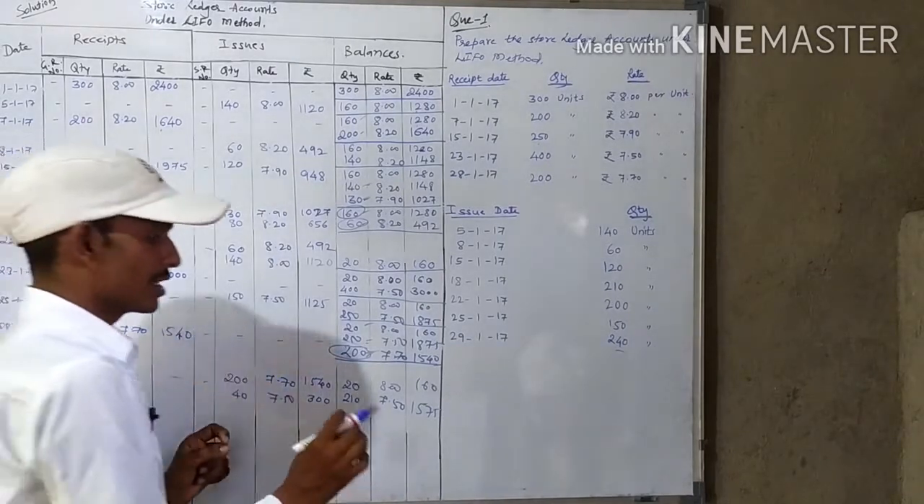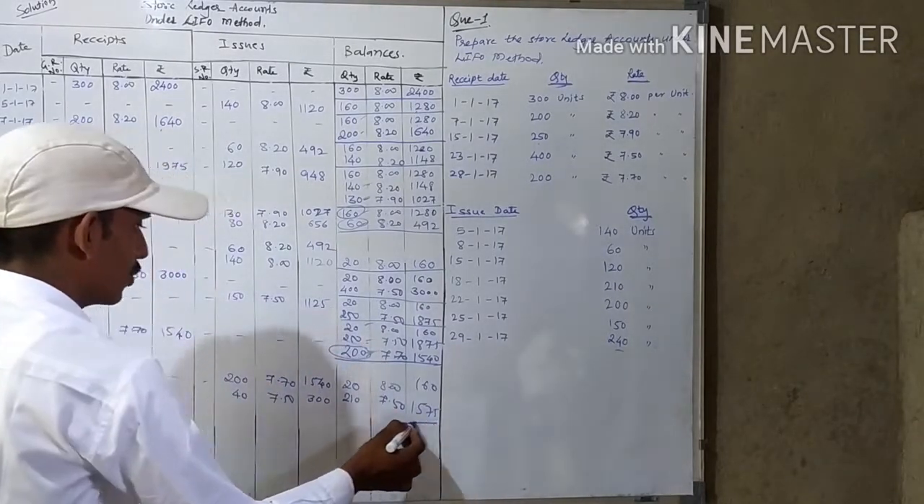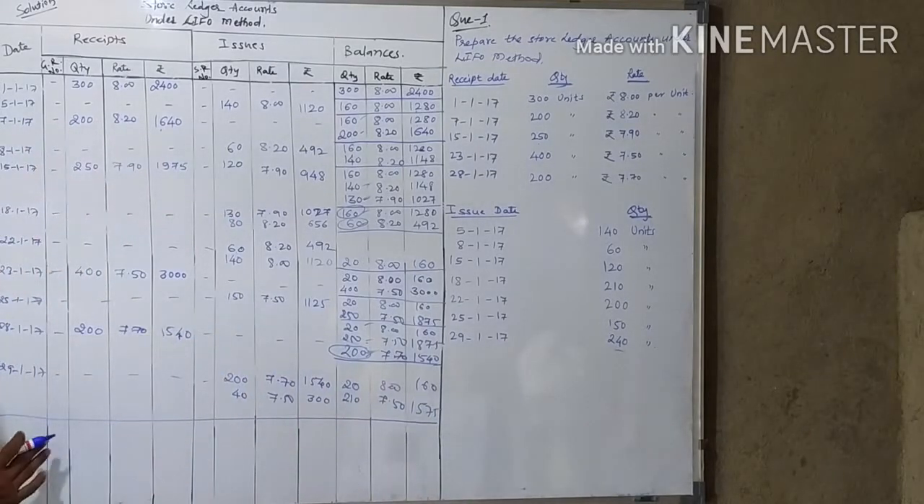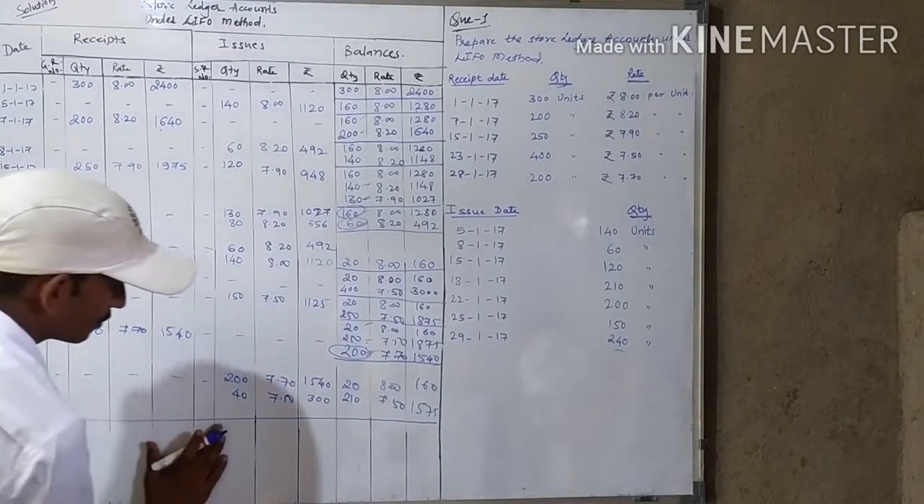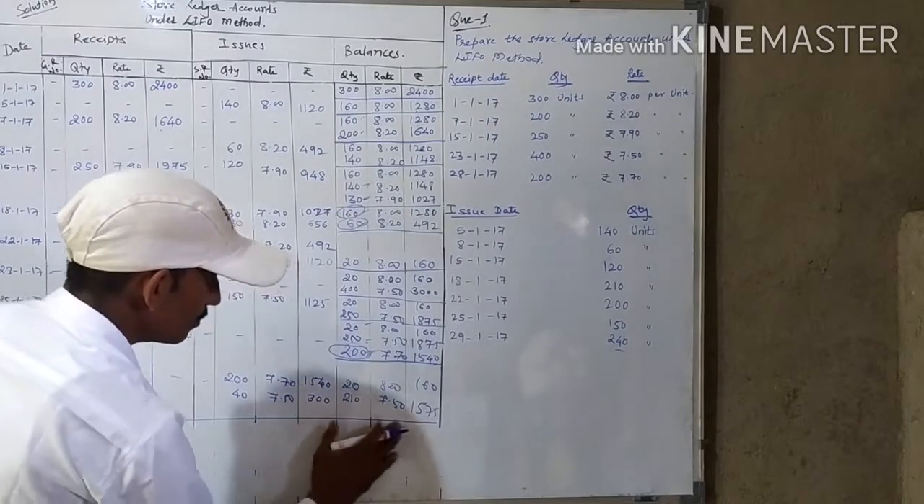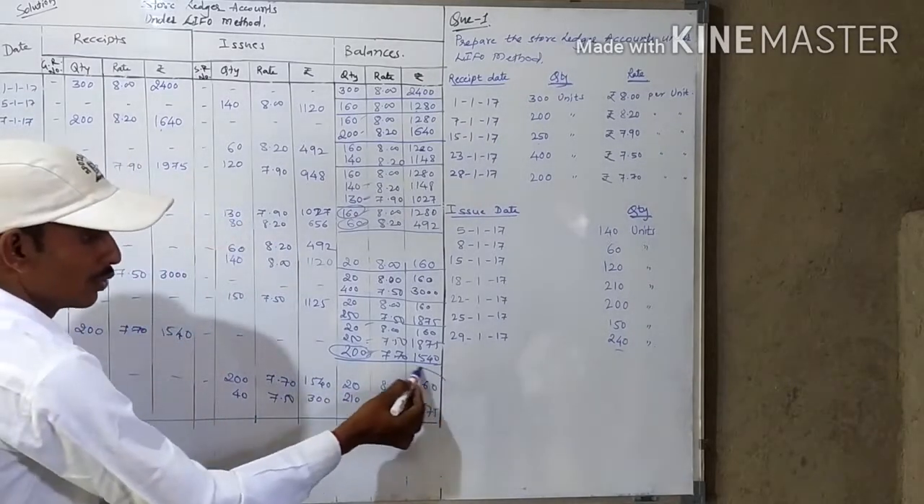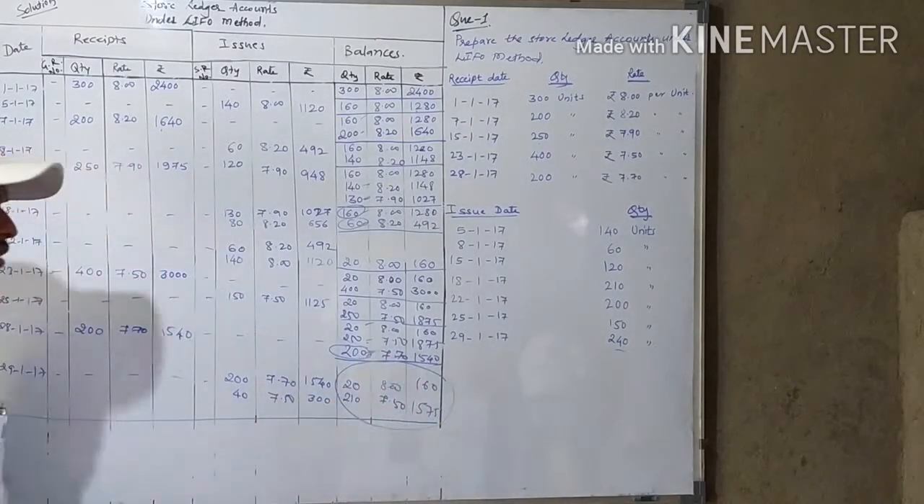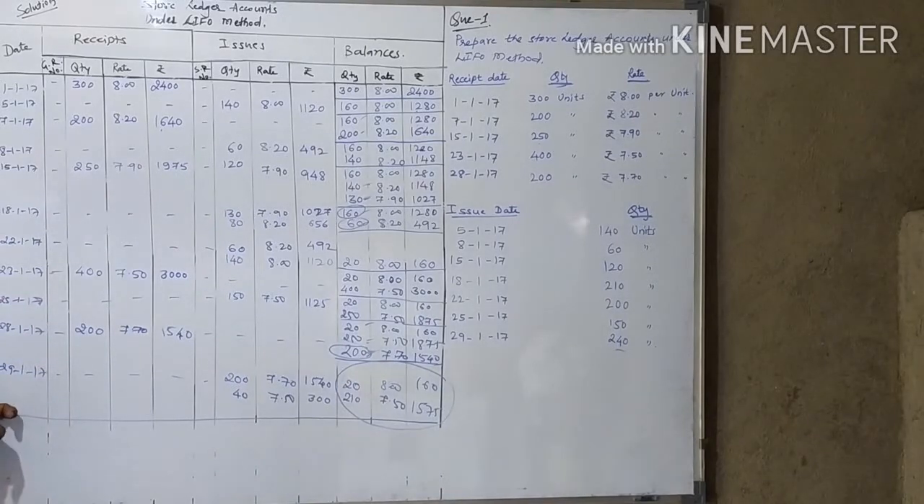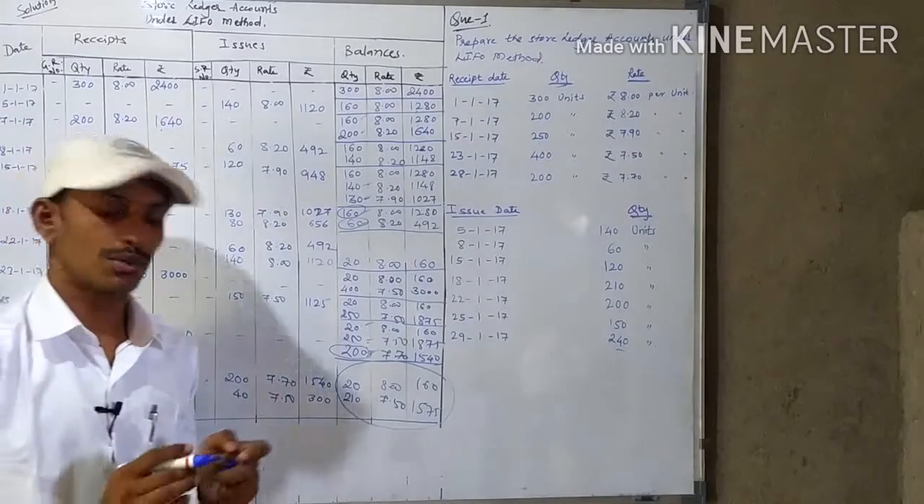Okay, this much is the transaction which is given to you, so you have to close the accounts here, and this is how the closing stock is available on 29th January 2017. This is how you have to calculate.